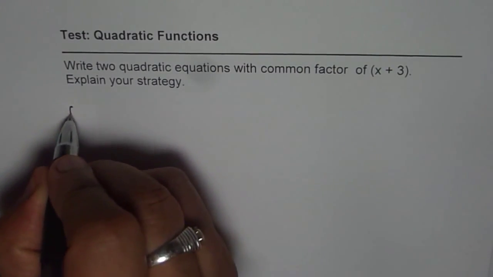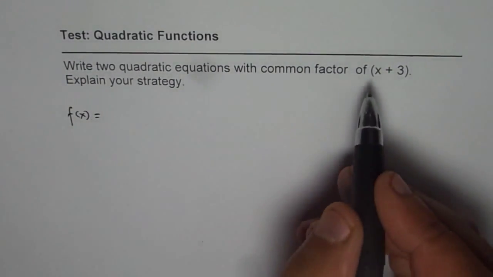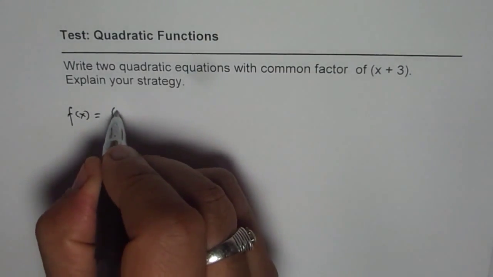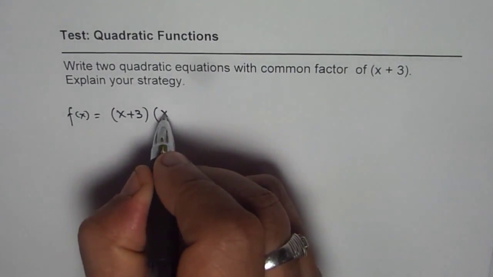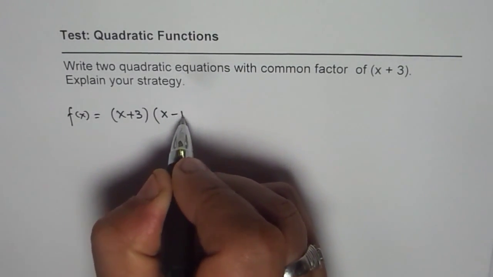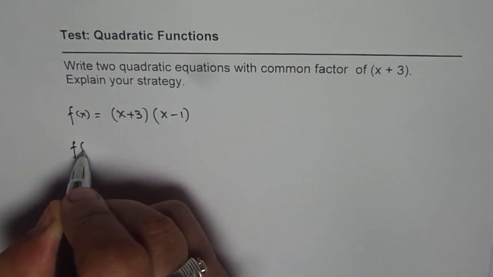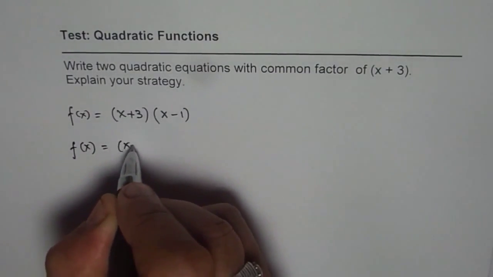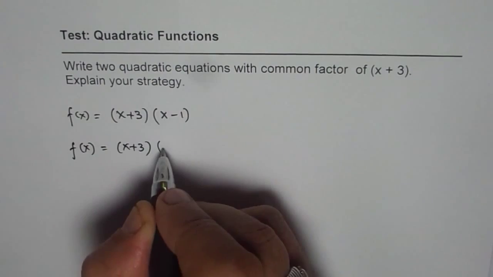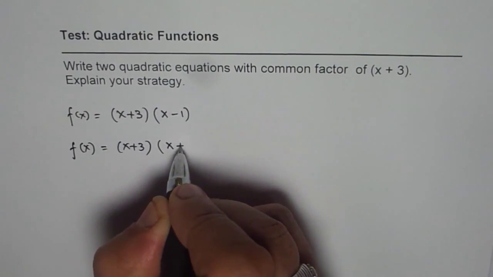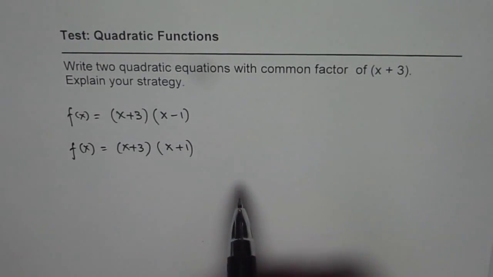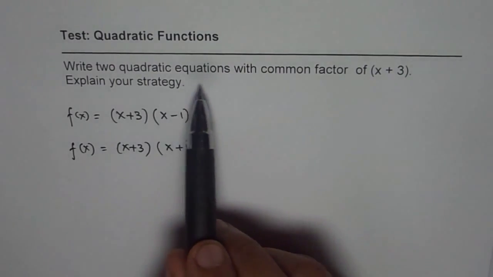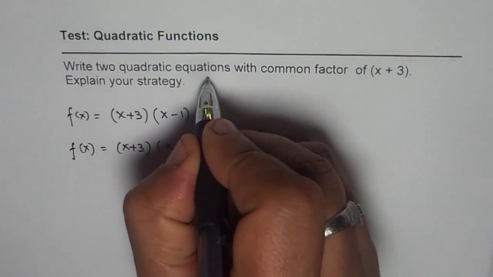One is we can write the function f of x as, we know one of the factors is x plus 3. So we say x plus 3 times any other factor, right? So we can say x plus 3 times x minus 1, for example, since we are saying 2, or we could say x plus 3 times, let us say, x plus 1. Okay, so like this we can provide number of quadratic equations which will have x plus 3 as a common factor. Now sometimes in this question they will say in standard form, right?